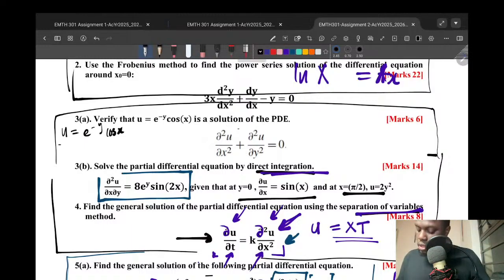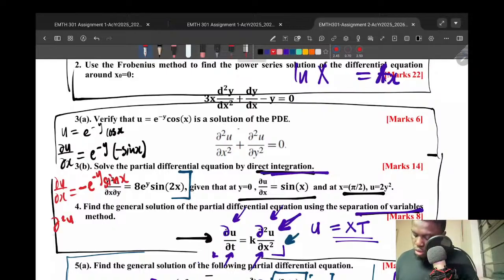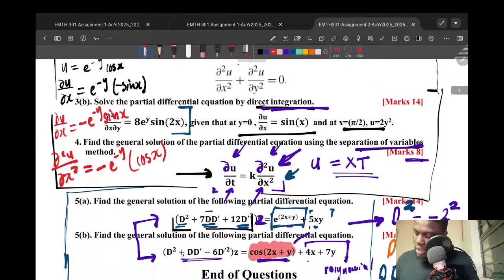Simple. Del u, del x. We're differentiating with respect to x, so y is a constant. It doesn't change. The derivative of cos x is negative sine x. Then del u, del x is equal to negative e to the negative y sine x. Then del 2u del x squared is equal to negative e to the negative y, which is a constant again. We differentiate sine, we get cos x. So you don't have to put it in brackets. So del 2u del x squared is equal to negative e to the negative y cos x.